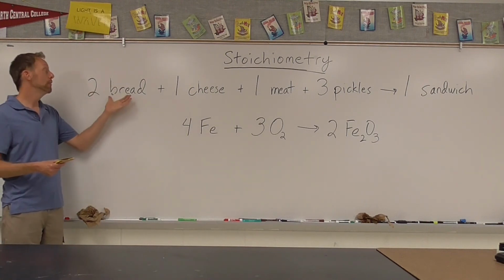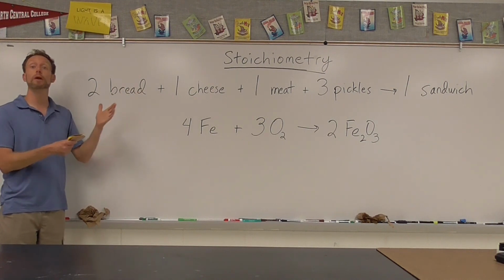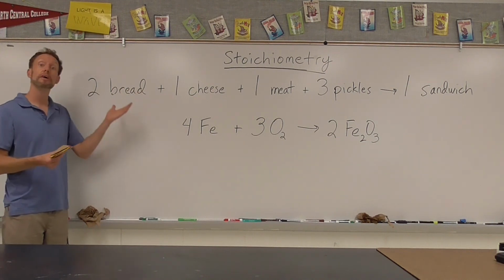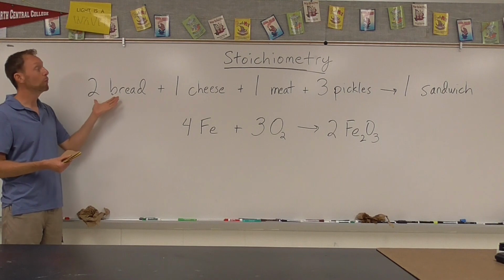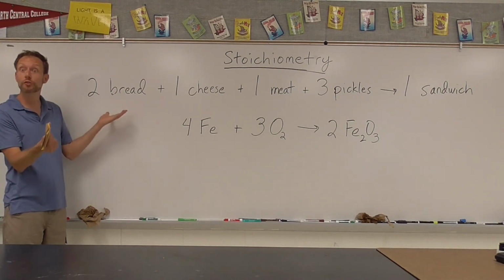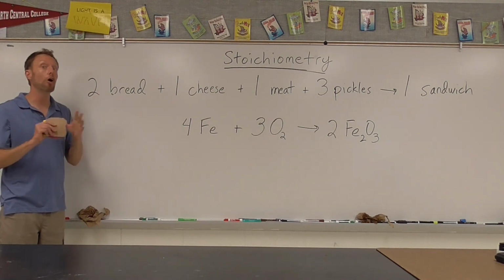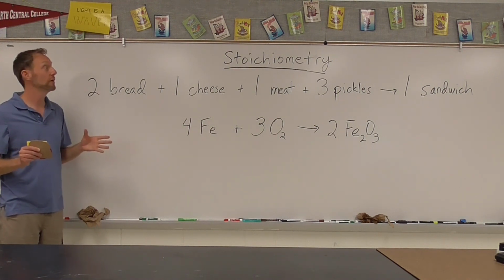If I know I have 2 pieces of bread in every sandwich, well, what happens if I want to make 3 sandwiches? How much bread do I need? Well, 2 per sandwich, 3 sandwiches, 6 slices of bread. That's stoichiometry. That's all stoichiometry is, okay?